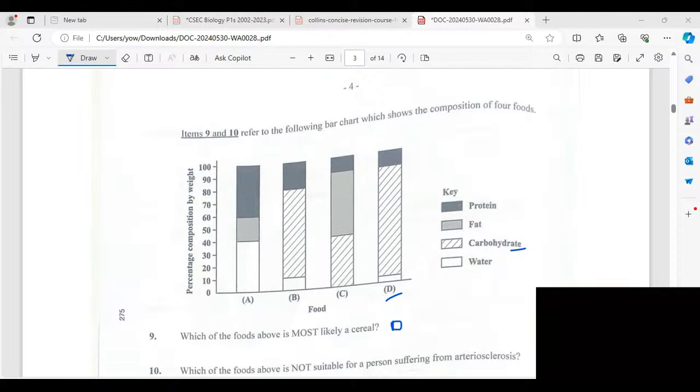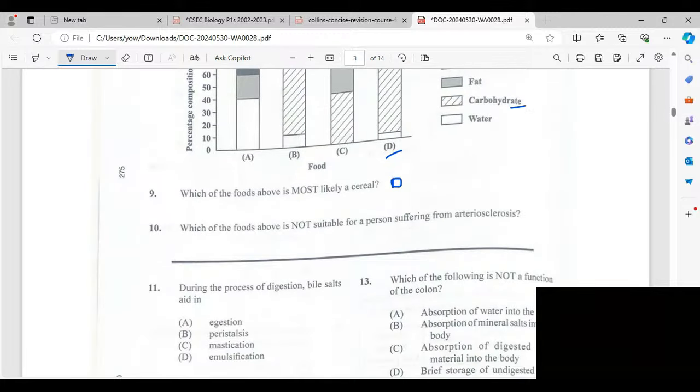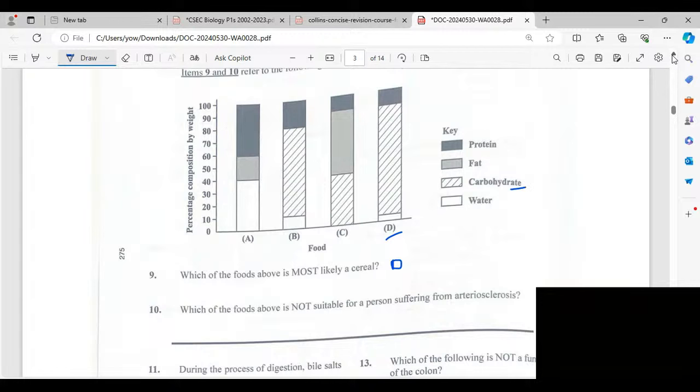That's the answer that I see best there. 10, which of the food above is not suitable for a person suffering from arteriosclerosis? So you know that's when the arteries are clogged. So we're looking for fat, right? Which of these groups has the most fat? And in my opinion, this C has the most fat. So therefore, that answer would be C. 10 would be C.